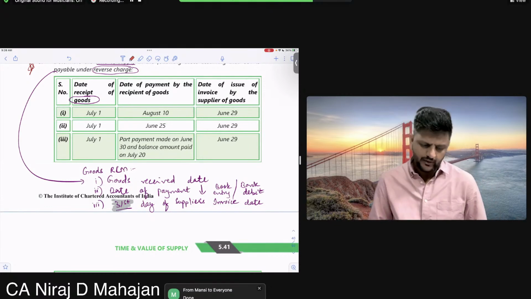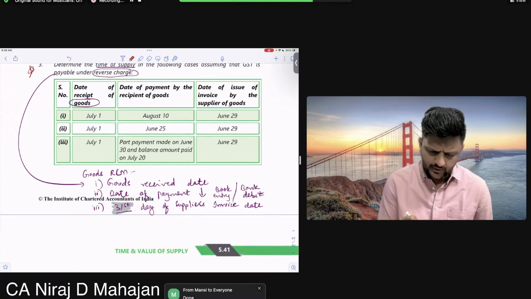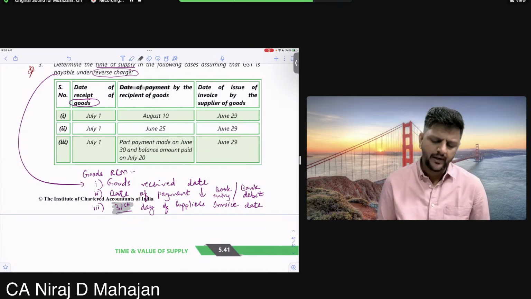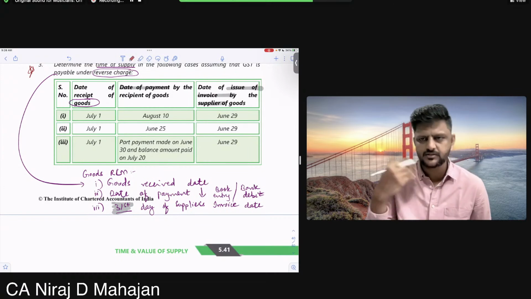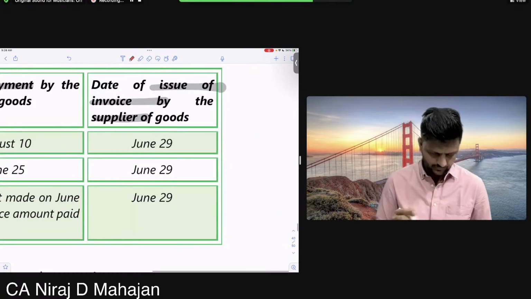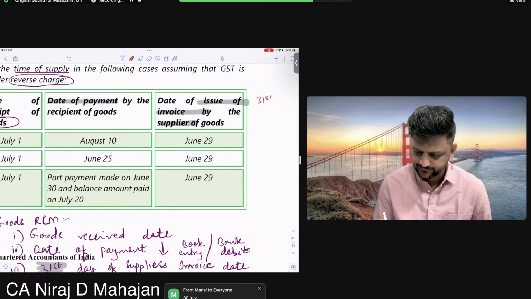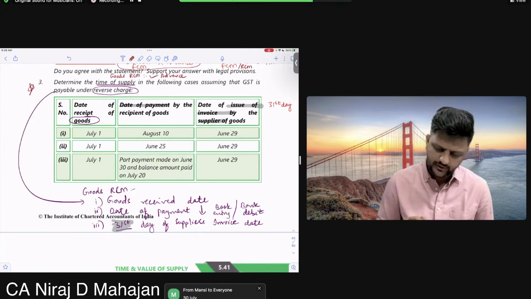Check. Date of receipt of goods. Date of payment by the recipient of goods. Date of issue of invoice by supplier. Basically here you have to do plus 31st day. I want the 31st day, I'm writing here only. So you can write time of supply here actually, as an answer.